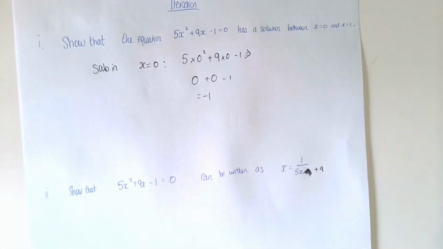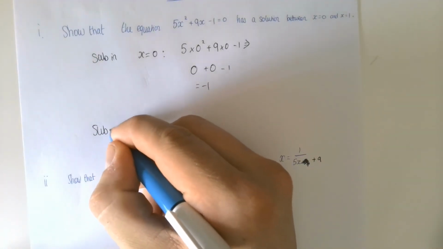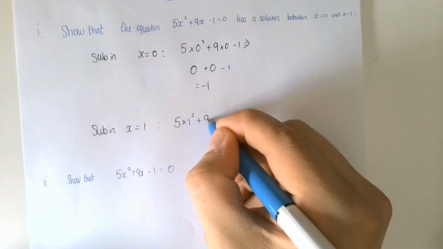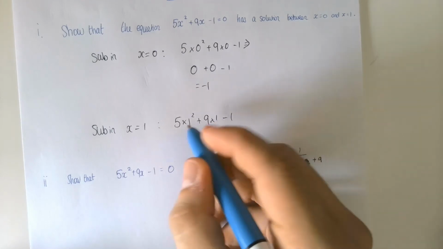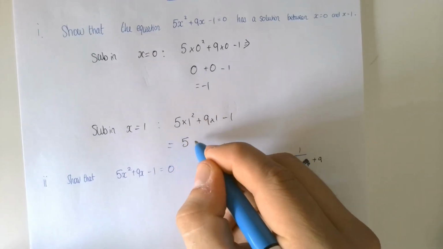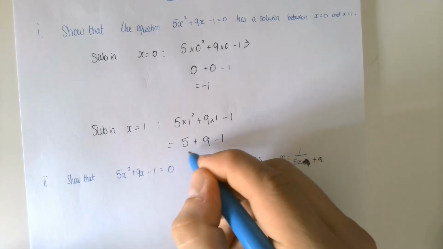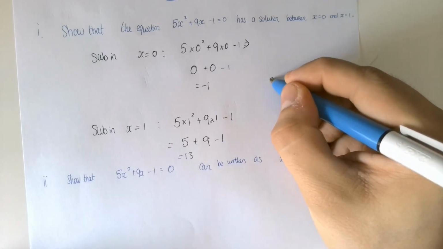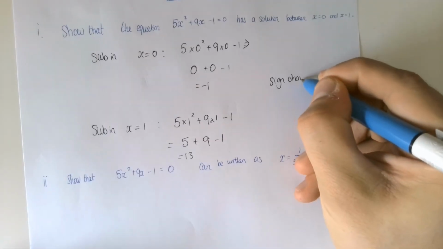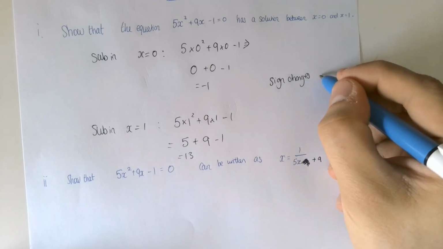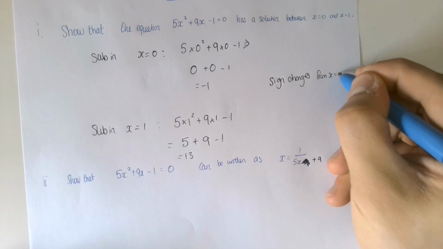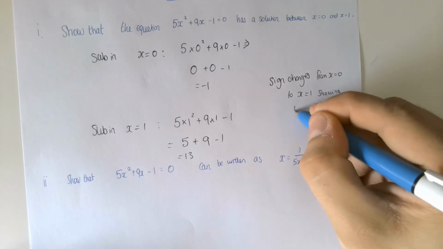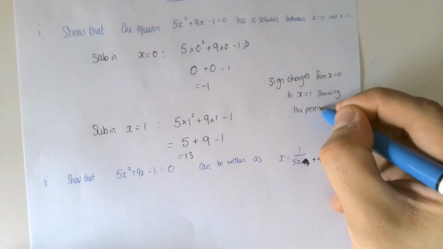So if I sub in x is 0, I get minus 1. Now I'm going to sub in x is 1. That's going to give me 5 times 1 squared plus 9 times 1 minus 1, or 5 plus 9 minus 1, which is 13. Okay, so the sign changes from x equals 0 to x equals 1, showing the presence of a root between them.